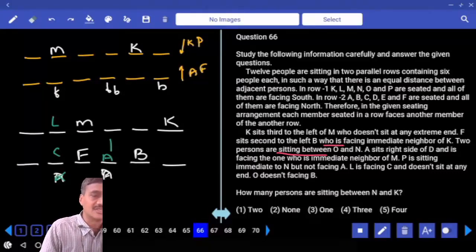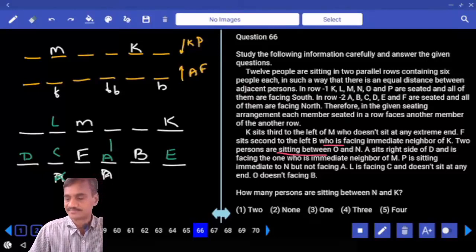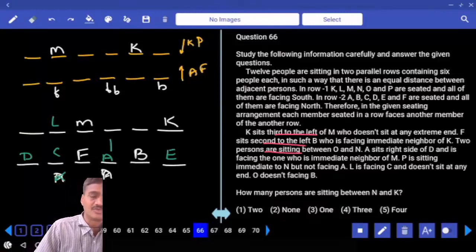So who will be at this place? A is here. Now if A is here, who is that person? D is here. Now D is here, E is the other person. Then F sits second to the left, two persons between O and N. Now two persons between O and N, what is the only possibility we have? O R N or N R O. Now for this, N is here, P must be here.